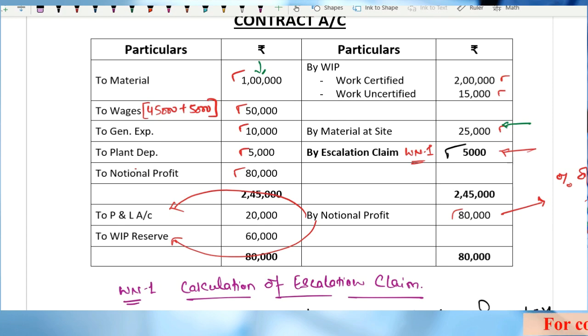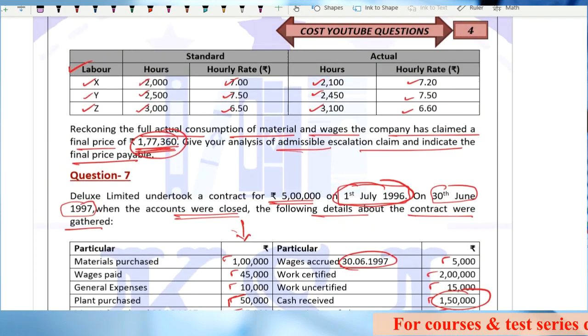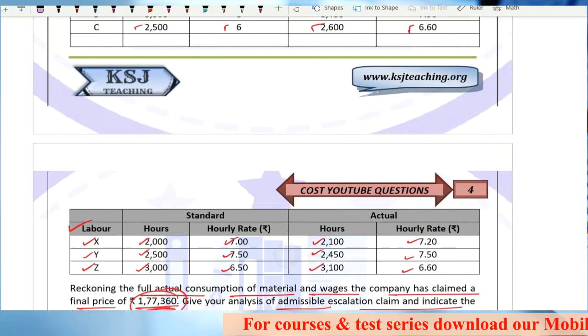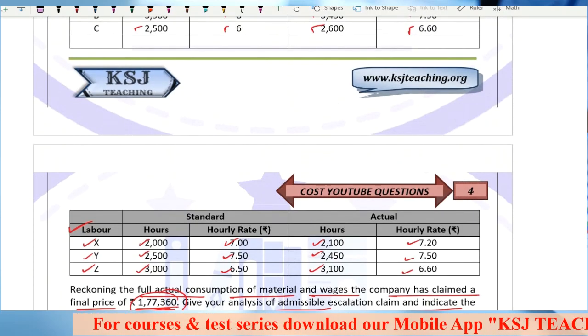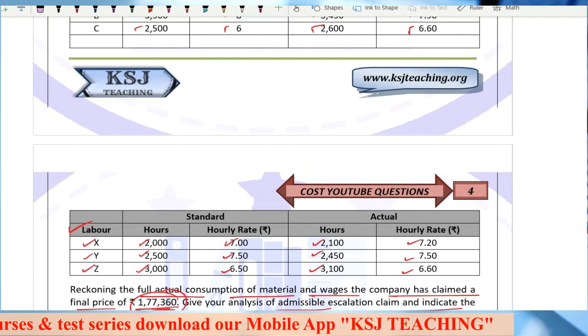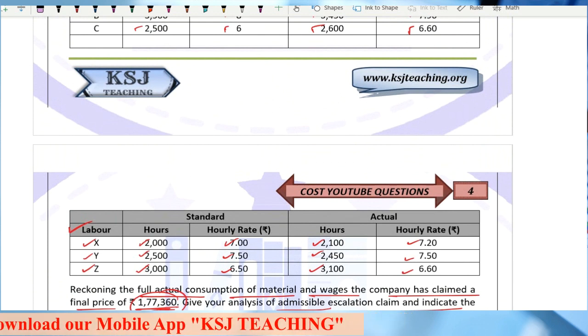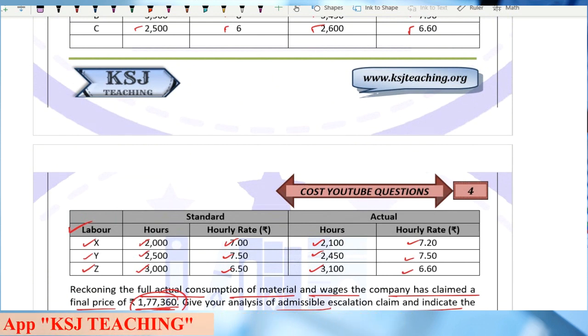Like we did in the last question, in question number 6, we have given the escalation claim for only and only change in the prices, right? And not for the change in the quantity. This is the most important thing that you have to remember in the escalation claim, because this is where ICAI may try to trick you.